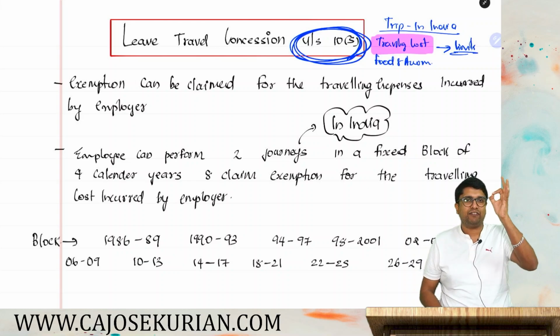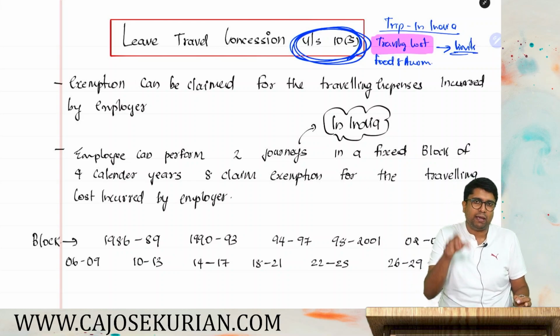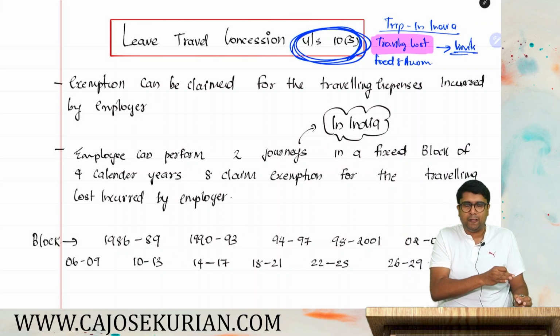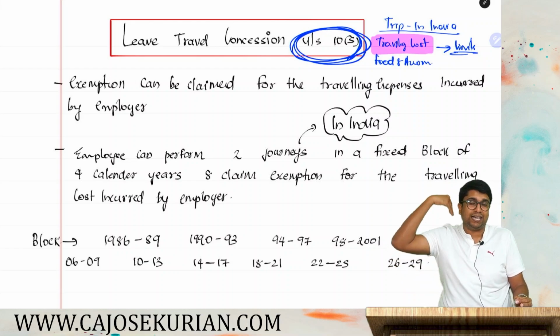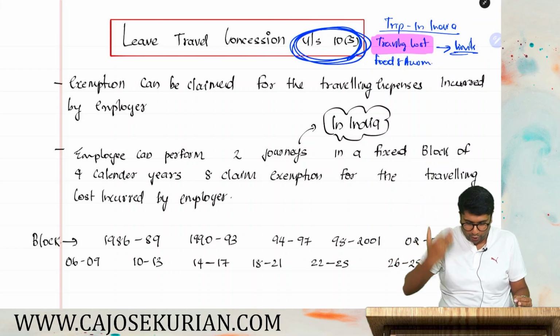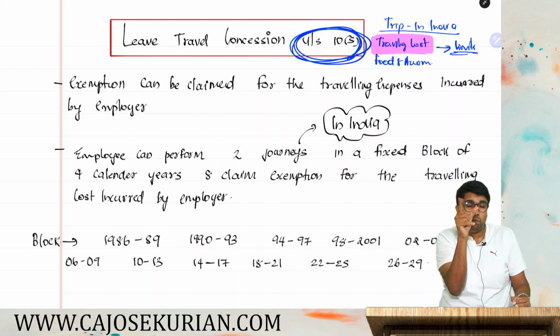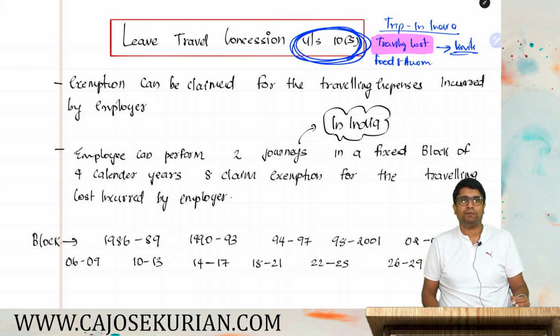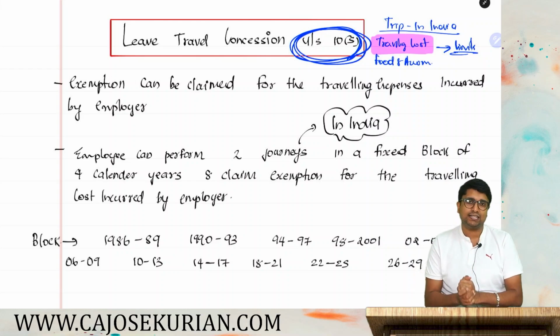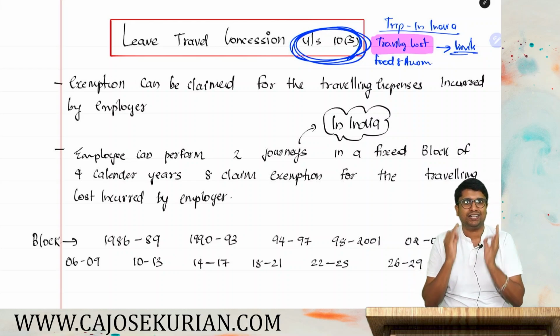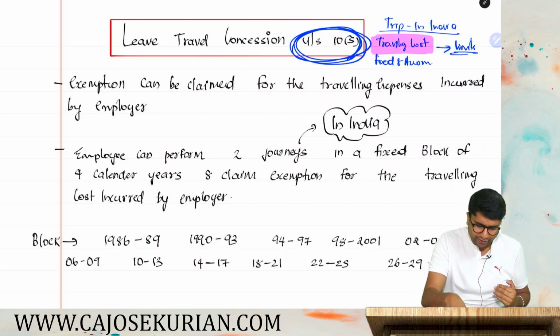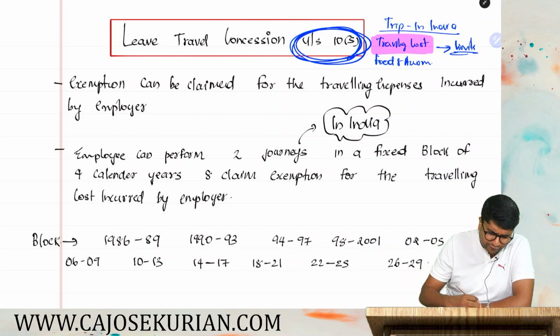So leave travel concession simply means if the employee is going for a trip and the trip cost is borne by the employer or reimbursed by the employer, then the employee can claim an exemption for the traveling component in that entire amount sponsored by the employer. And let's understand how we compute this, what are the conditions and what are the limits applicable here. So we'll start with the first point.